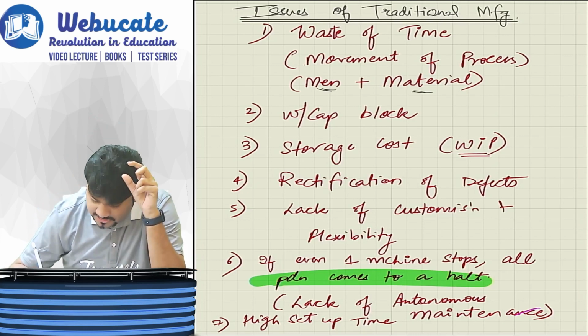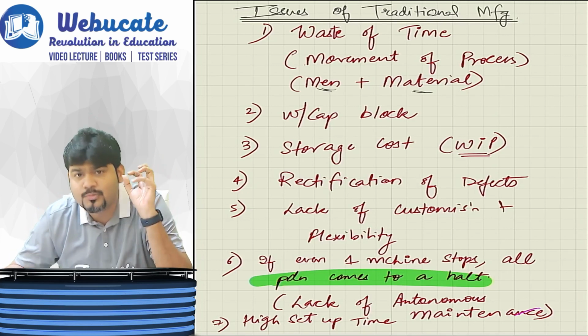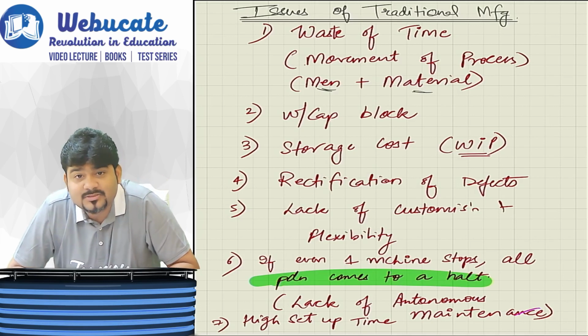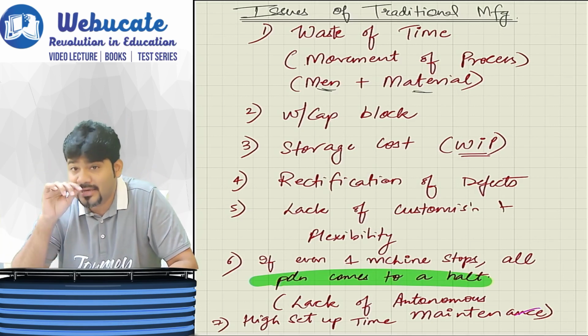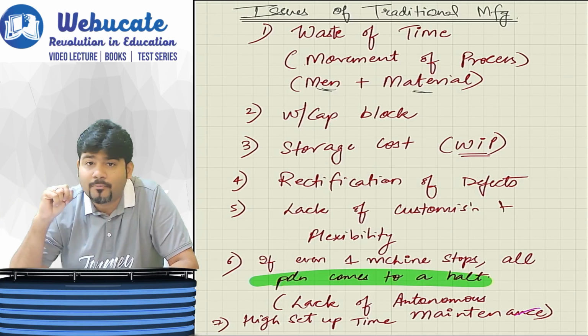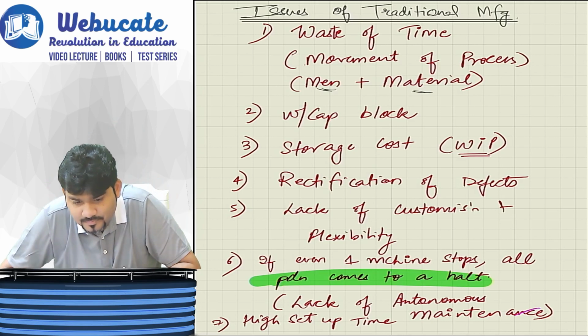Secondly, because this WIP is being created, can I say my working capital is being blocked there? So blocking of working capital will happen, which again is a problem because financially it is creating a problem for me.